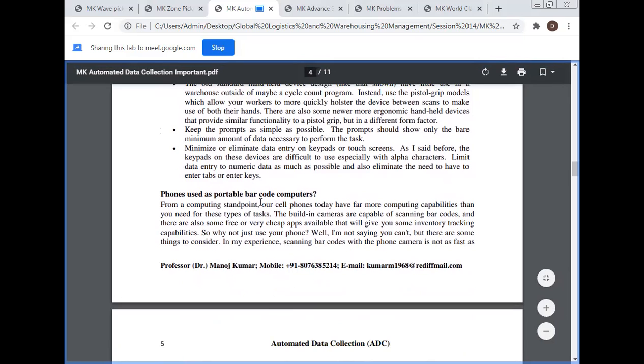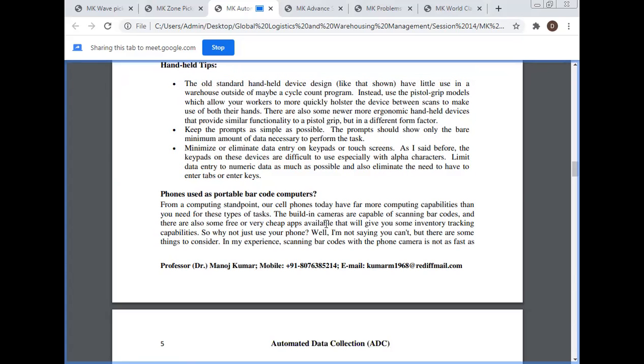Phones used as a portable barcode computer. From a computing standpoint, cell phones today have far more computing capability than you need for these types of tasks. The built-in camera is capable of scanning the barcode, and there are also some free or very cheap applications available that will give you some inventory tracking capability. So why not just use your phone?